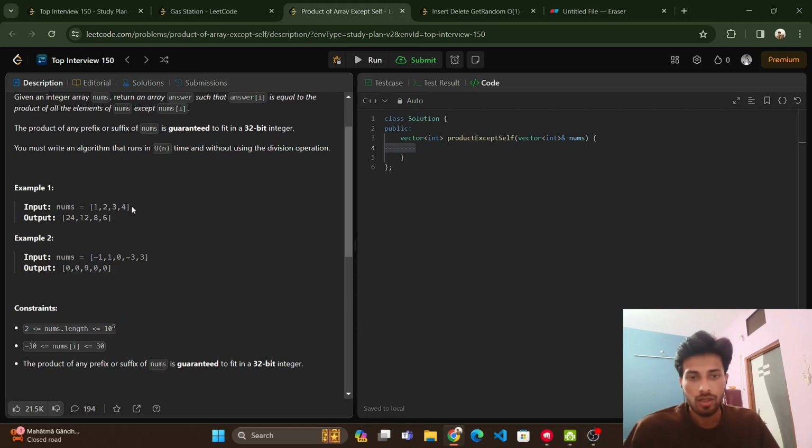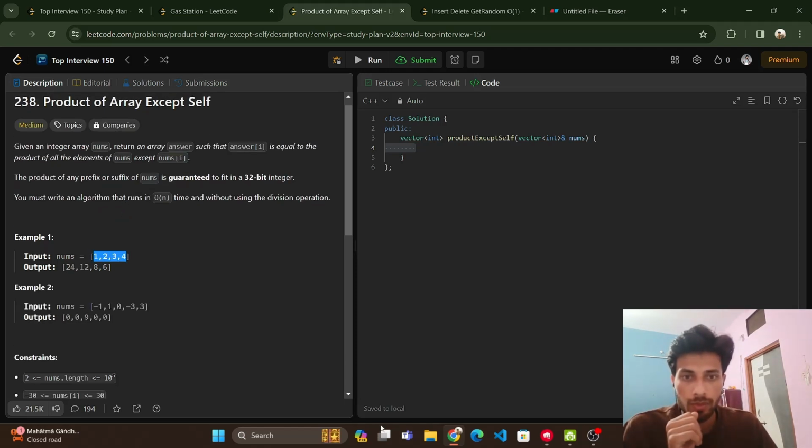So the question is telling us that you are given an array, that is 1 2 3 4, and we just have to get the product of all the elements except itself. So for 1 2 3 4, for i equal to 0, that is for 1, the answer should be 24: 2 into 3 into 4.